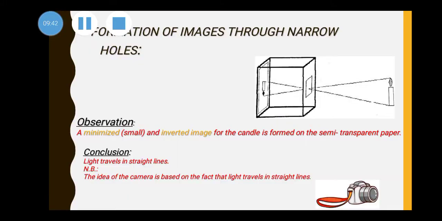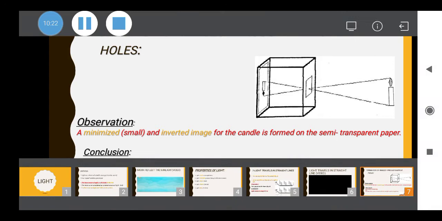So as we said, light travels in a straight line, and we showed it practically. We have three cardboards, and when they are all in the same line, we can see the flame of the candle. But if we move the one in the center to the right or to the left, you cannot see the flame of the candle. Why? Because light travels in a straight line. As a result of this, we have two phenomena: the formation of images through narrow holes, and also the formation of shadows.